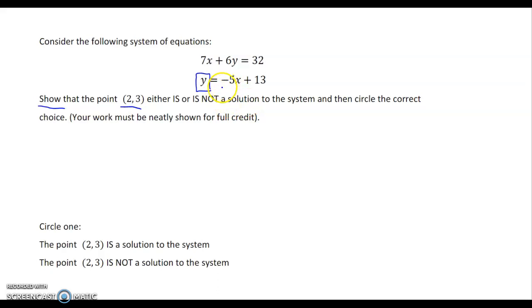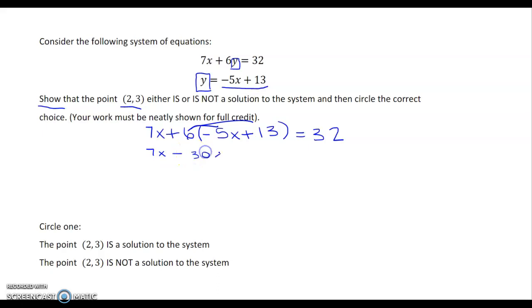When we do substitution, if you remember, we're going to substitute this in for y in the other equation. So we'll substitute negative 5x plus 13. We'll have 7x plus 6 times y, which is negative 5x plus 13, equals 32. So I'm going to write out that whole equation. We'll multiply this in. So we get 7x minus 30x.